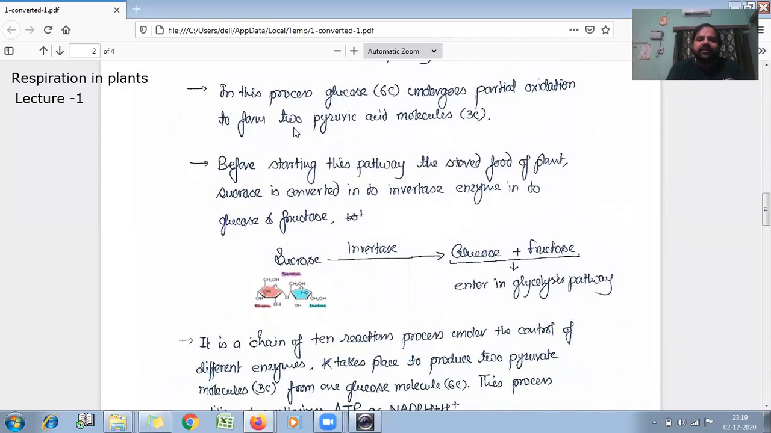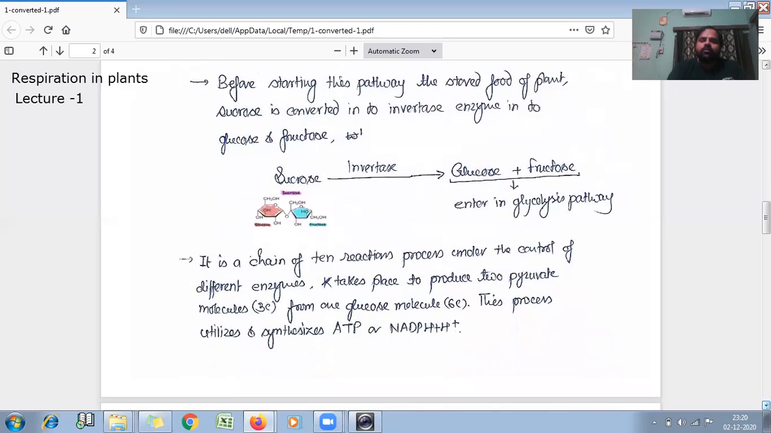Before starting the pathway, as we know, plants store food in the form of sucrose. So sucrose is converted into glucose and fructose by the action of an enzyme invertase. We can see here the sucrose has been converted into glucose and fructose. So this glucose and fructose will go into the glycolysis pathway and will produce two molecules of pyruvic acid.